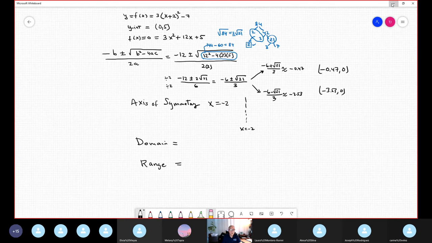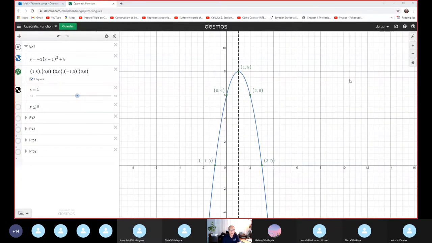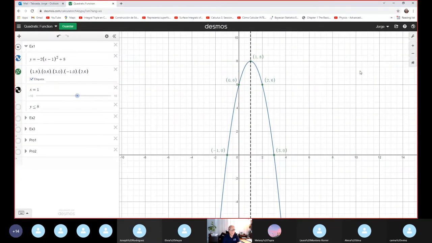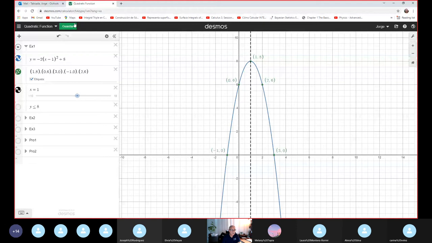Okay, now share the screen. Wait a second. This is the complicated part for me. Switching to Desmos. Do you see, right? Well, this was example one. Okay, now let's move on to example two.